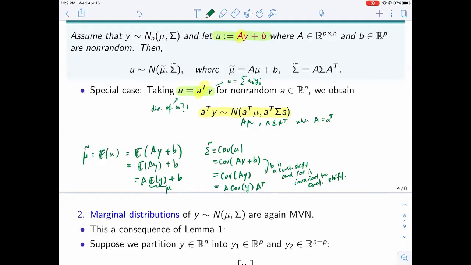So this is going to be the variance of A transpose Y. This is the expectation of A transpose Y.